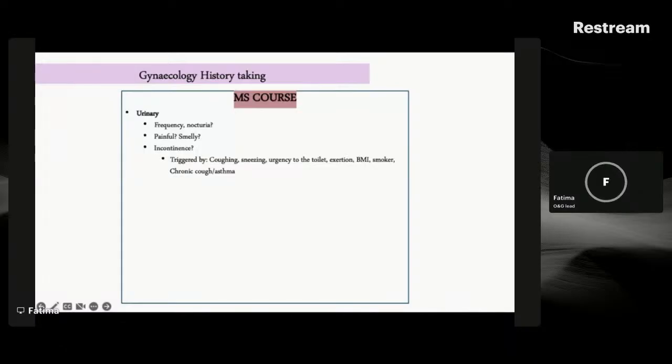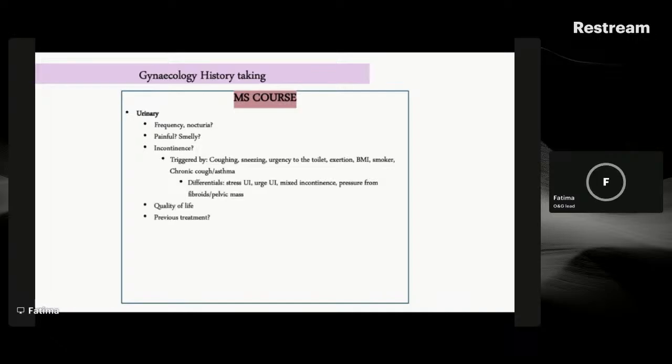Because differentials of urinary incontinence would be stress urinary incontinence, and that would be, for example, when you're sneezing and coughing. Or is it urge urinary incontinence? That's urgency to go to the toilet. Is it mixed? Both? Is it pressure from fibroids or pelvic masses?